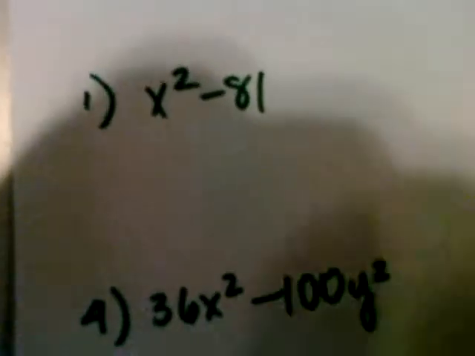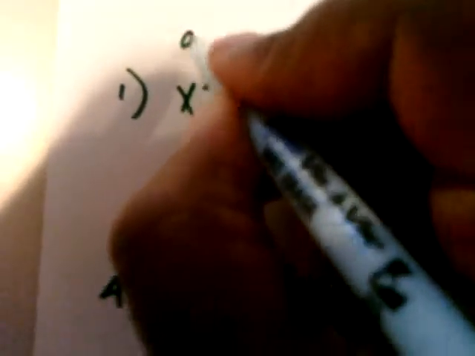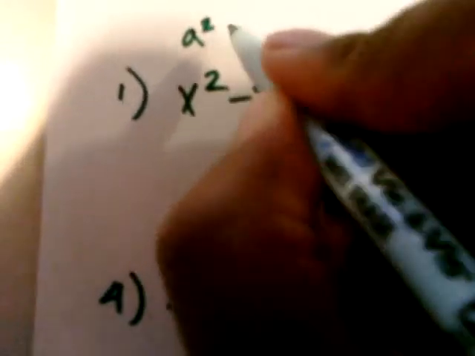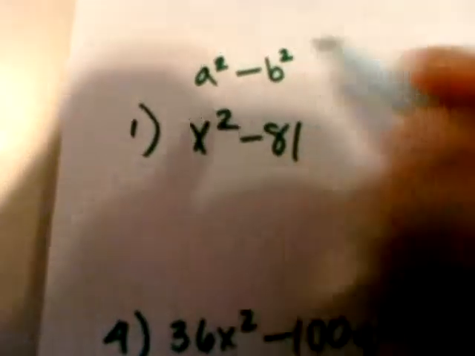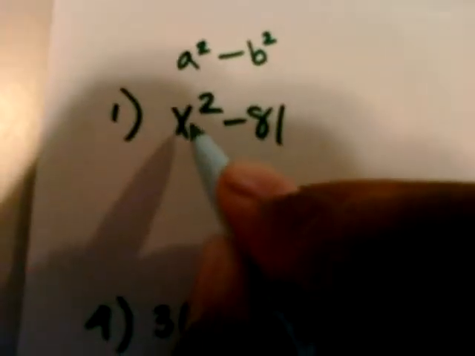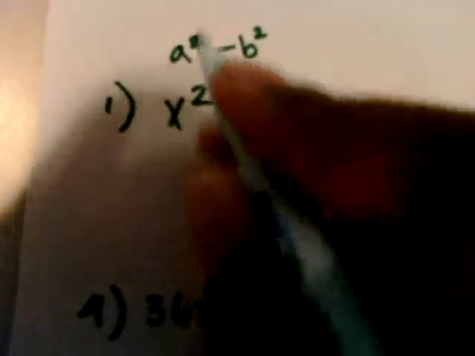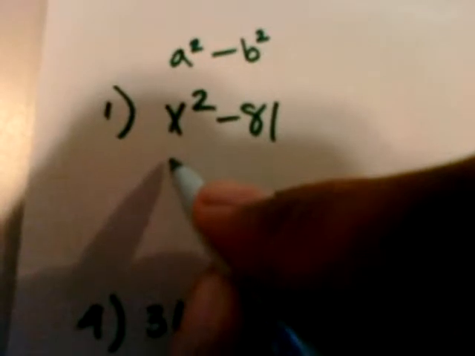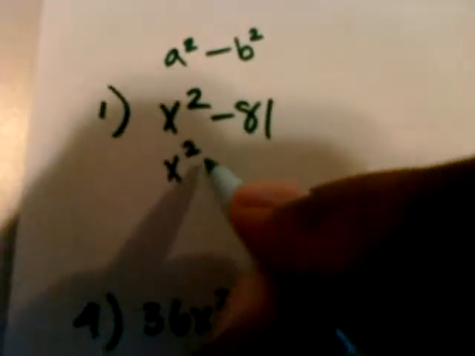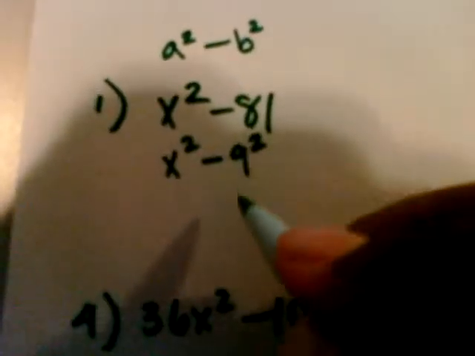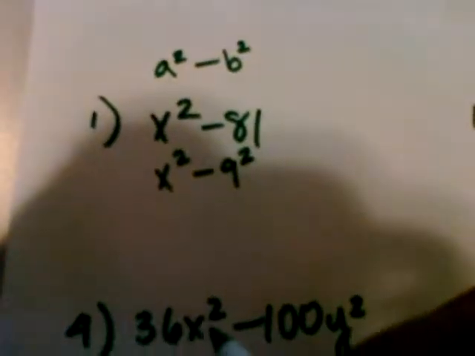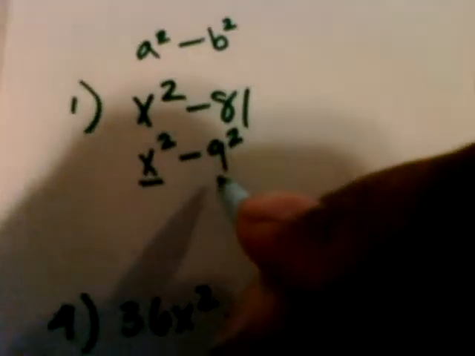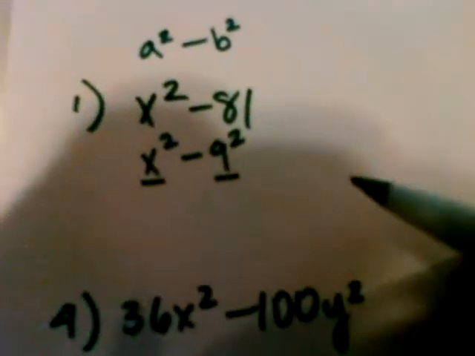In number 1, when I see the difference of two squares, I'm going to notice that this is already in difference of two squares form, meaning this is a squared minus b squared. A, in this case, would be x, and x would be squared. And b squared, well, 81 can be rewritten as 9 squared. So our b is 9. So x is our a, and 9 is our b.